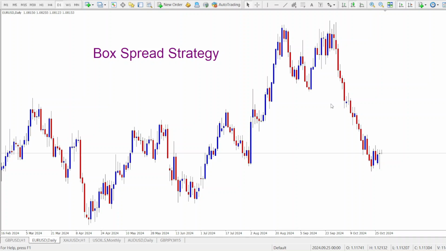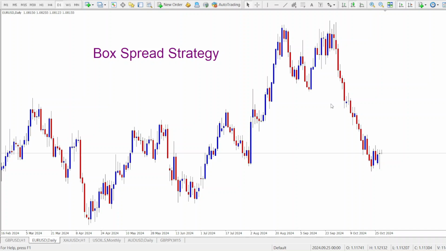That is the reason why I said that it can be really effective for those who are looking to minimize their risk. The beauty of this strategy lies in its ability to lock in gains while protecting you from market volatility. So essentially, you are constructing a position that can profit regardless of which way the market moves, up or down.